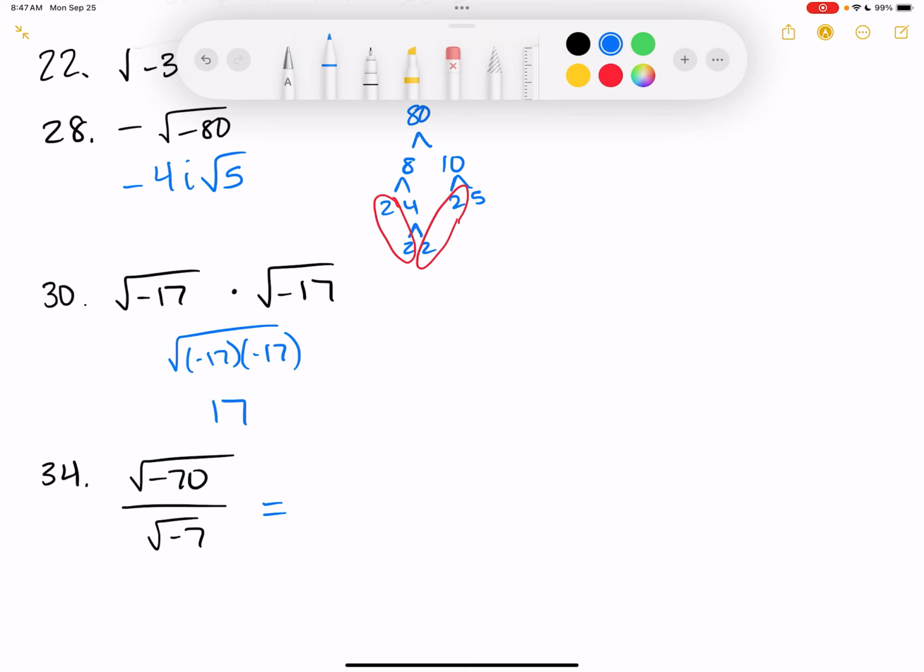So this would be i square root of 70 over i square root of 7. Then the i's would cancel, and I would have a square root of 70 over 7, which would reduce to the square root of 10. So either way, you'll get the same thing.